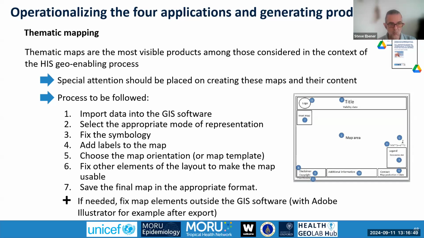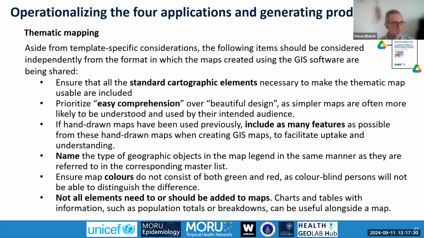There's a specific process to be followed, which is actually documented in one of the Health GeoLab guidance documents. This is also something you find in the Google Drive or the Health GeoLab website. This guidance does not only describe the whole process, but also provides you with SOPs on how to implement this process in different types of GIS software, so that you obtain a map that really contains all the elements necessary to make it a good map, a map that will be useful for decision making and planning.